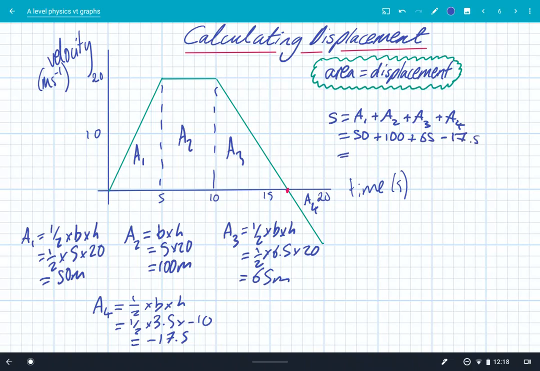And I always do everything on my calculator so I don't make mistakes. So 50 plus 100 plus 65, take away 17.5. And that gives me a total distance of 197.5 meters. So really easy. The area is the displacement, and you just got to calculate each area individually.